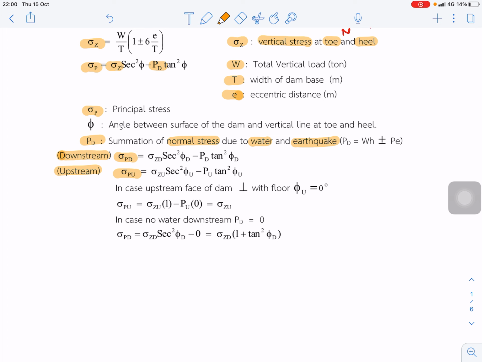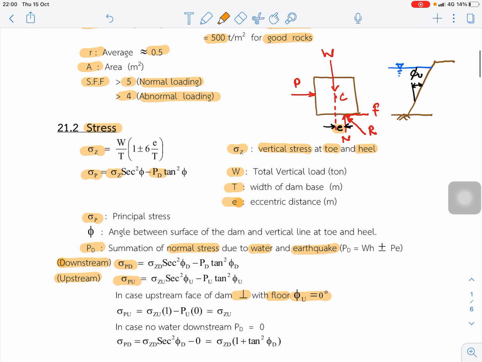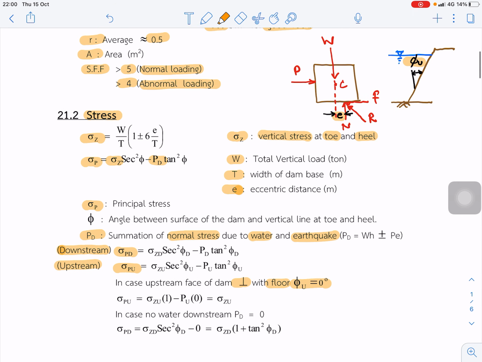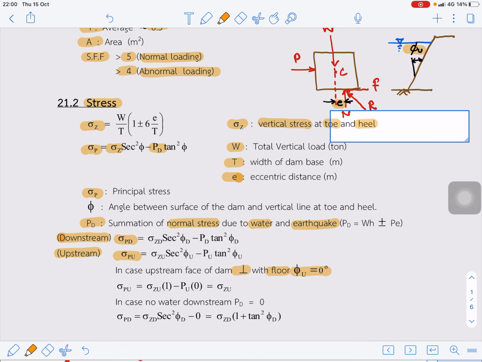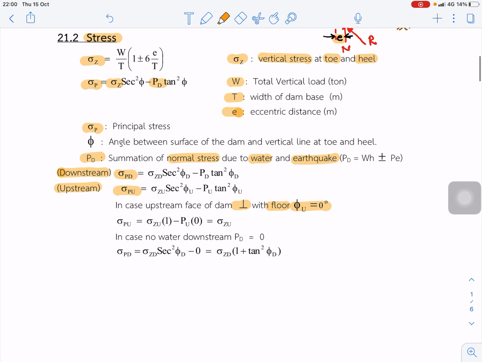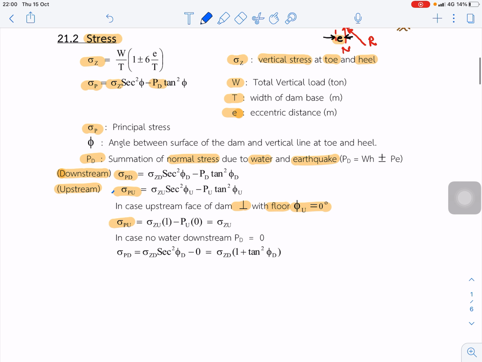vertical, perpendicular to the floor, so phi u is 0. Phi u means the angle between the vertical and the surface. In case phi u is 0, we get this term, sigma u, reduced to this term because sec 0 is 1 and tan 0 is 0.